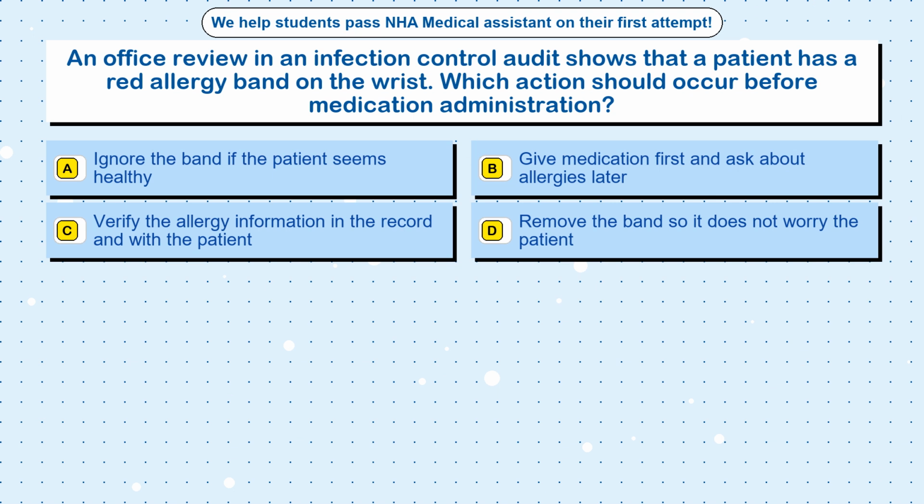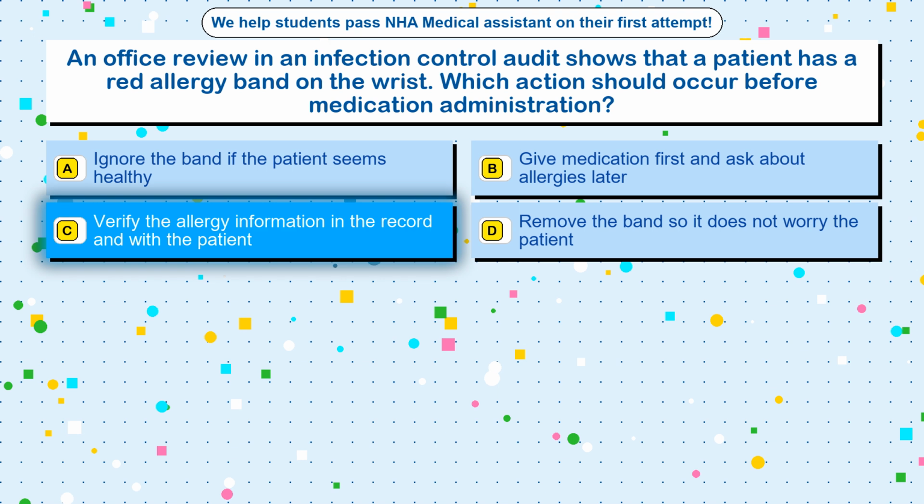Question 31. An office review in an infection control audit shows that a patient has a red allergy band on the wrist. Which action should occur before medication administration? Option A. Ignore the band if the patient seems healthy. Option B. Give medication first and ask about allergies later. Option C. Verify the allergy information in the record and with the patient. Option D. Remove the band so it does not worry the patient.